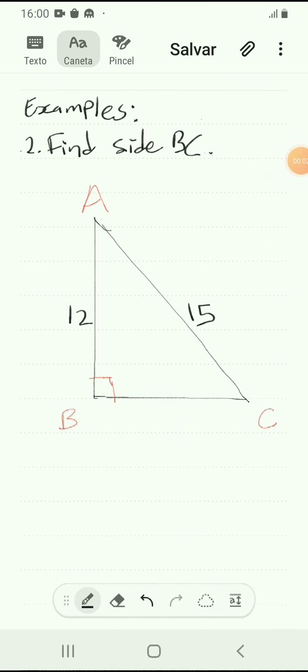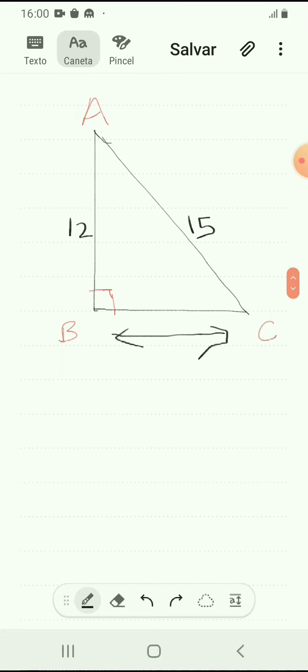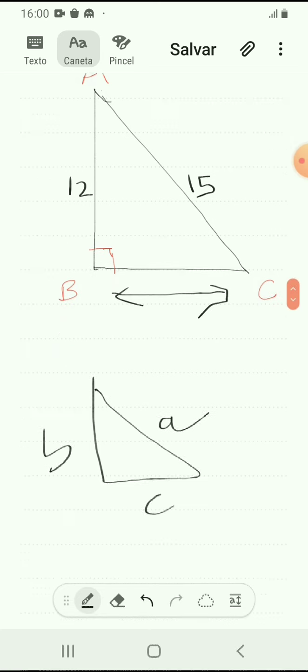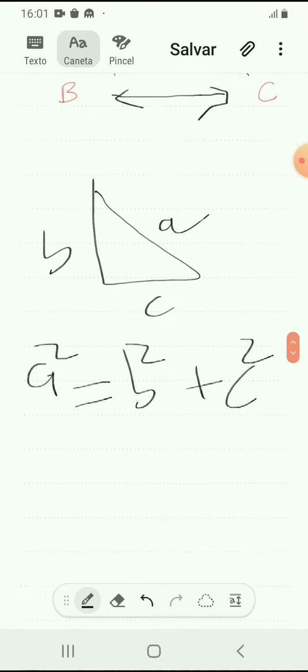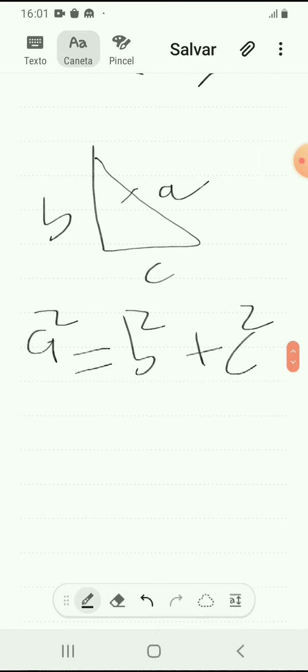It says find side BC, right? Now it's a bit different from the first example where I had to find the longest side, but then it's still the same formula, right? We said the longest side, we can put A here, B here, C. We said that the longest side is equal to the sum of square of the other two sides, right?